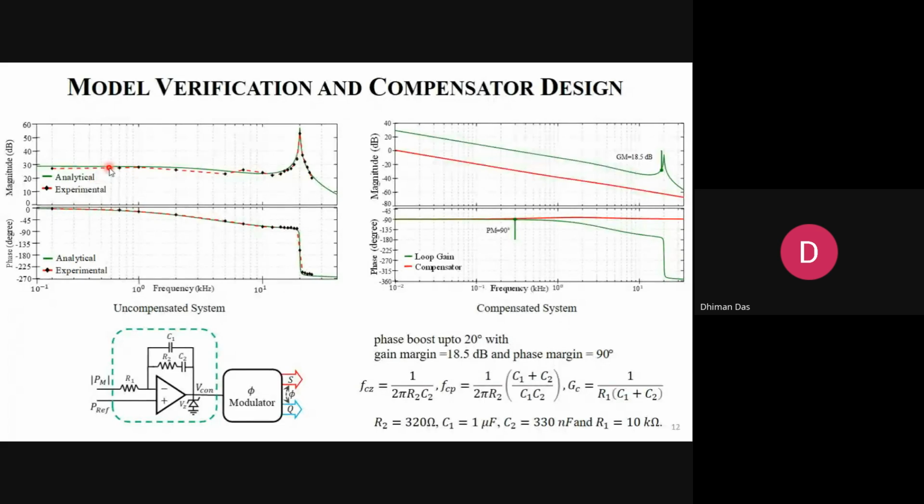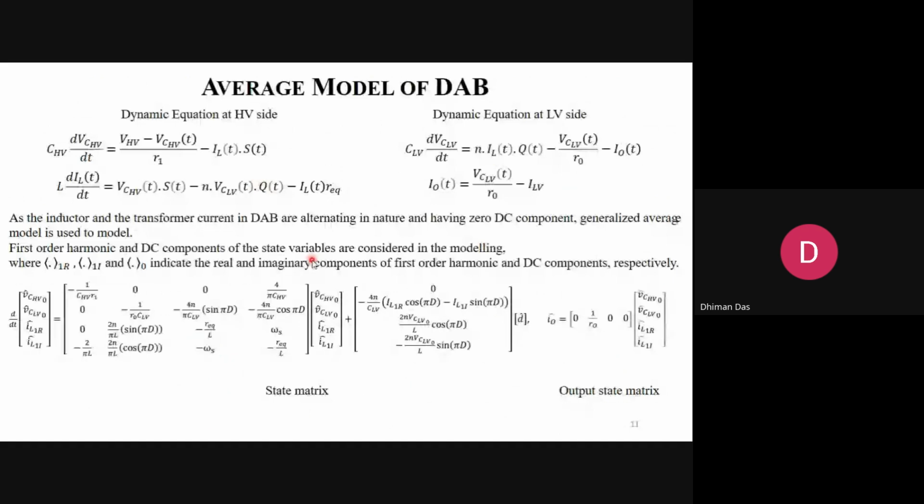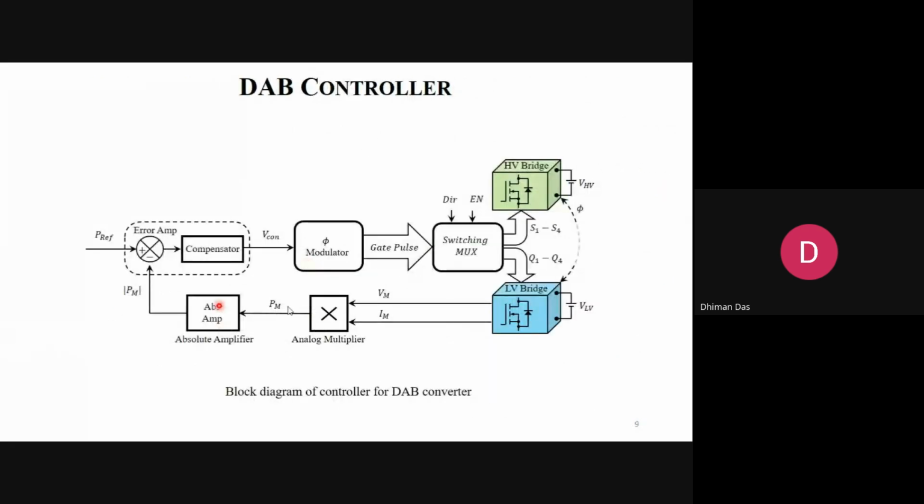Now, if I want to verify whether my transfer function is right or not, I can break this loop and inject a small control signal with different frequencies. Then we can observe how the effect of this perturbation appears in the current flowing from HV to LV.